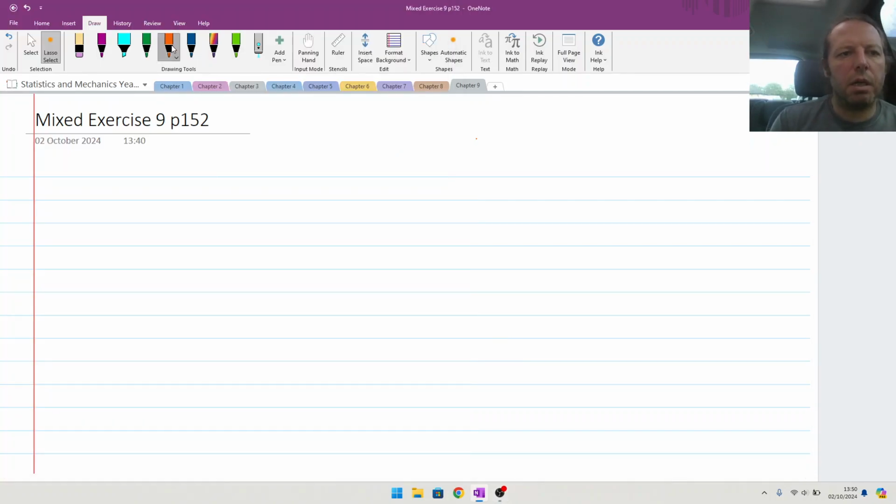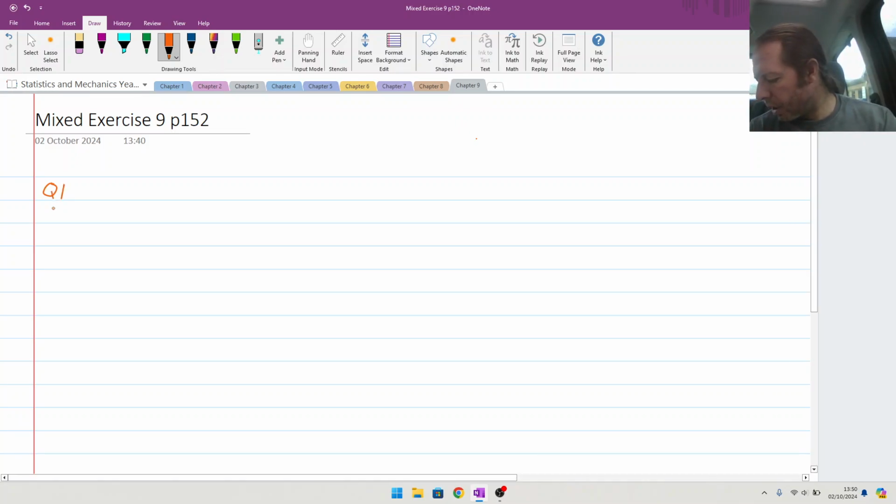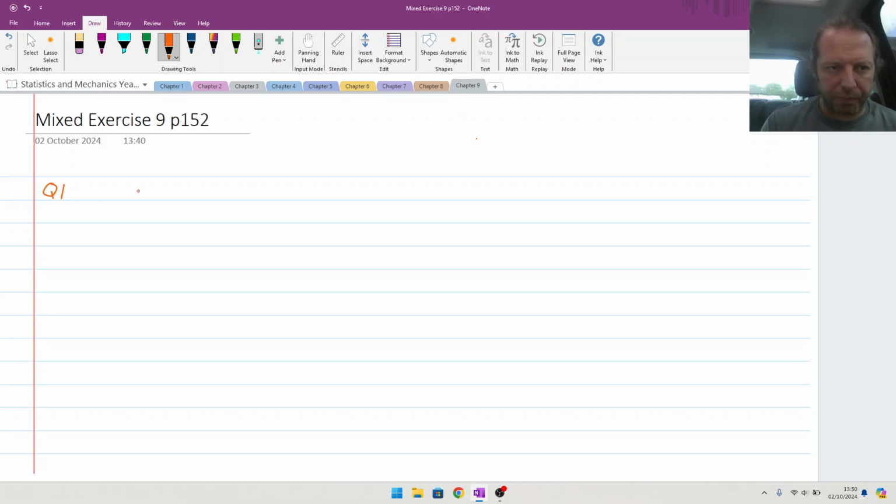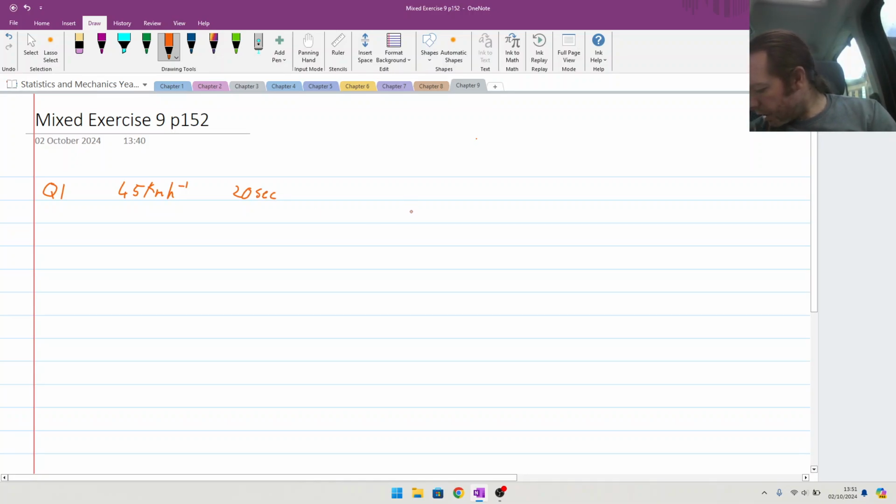Okay, so here we are, mixed exercise 9, stats and mechanics year 1, question 1. Okay, constant acceleration. A car accelerates in a straight line at a constant rate, starting from rest at point A, and reaches a velocity of 45 kilometers an hour in 20 seconds, and then keeps a constant velocity and passes point B after 3 minutes. Draw a velocity time graph to illustrate the motion of the car.